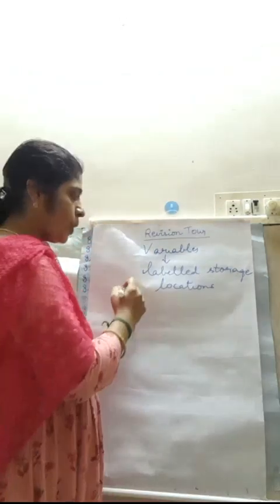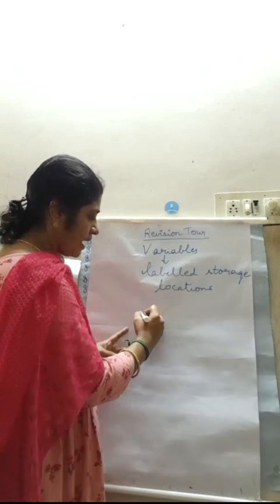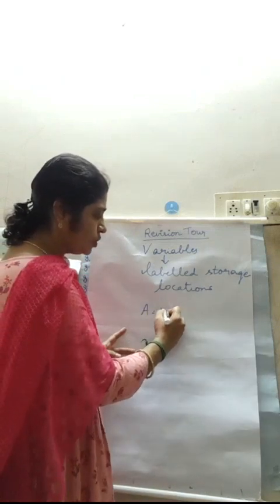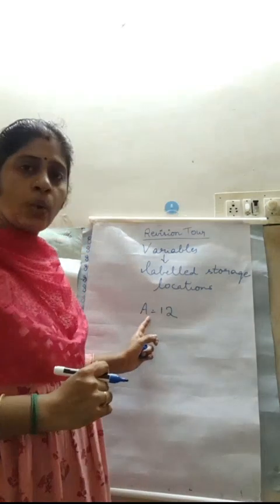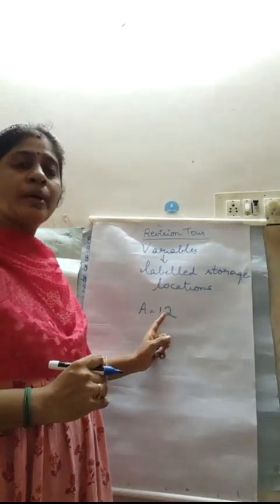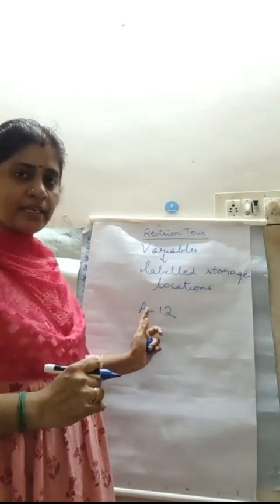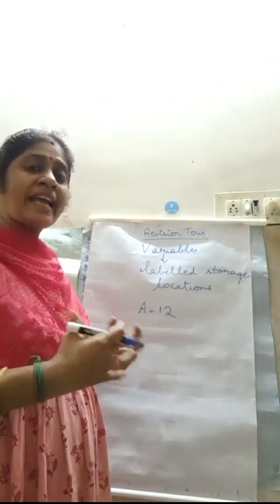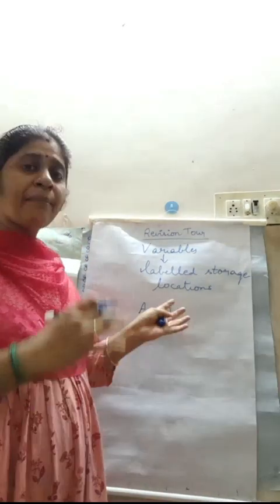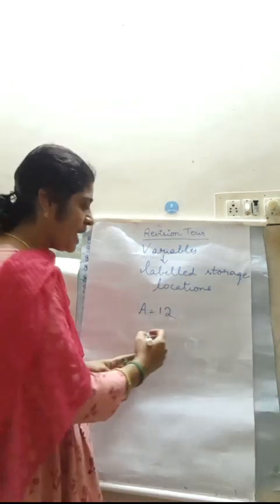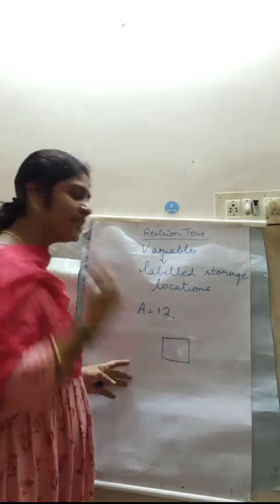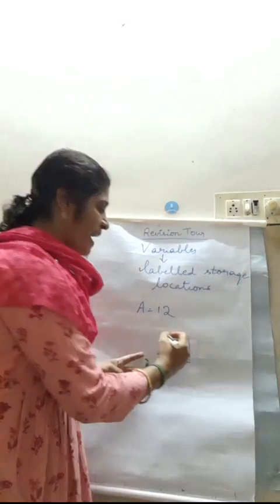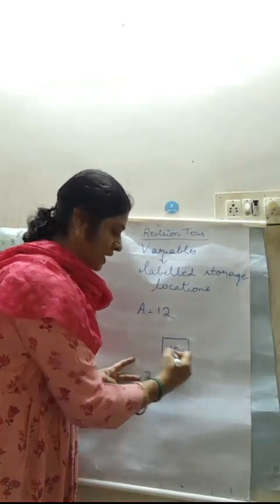For example, we write in a program A is equal to 12. So here what is A? A is a variable and 12 is the value that is stored in it. That is what we assume. But exactly what is happening inside the memory is that a memory is allocated and the value 12 is stored in it.